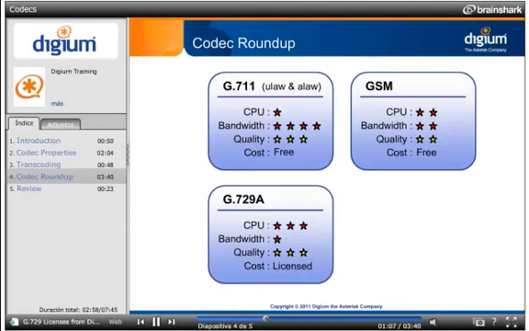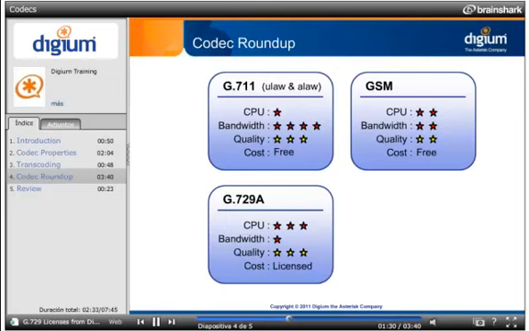G.729A is another codec that is popular with Asterisk. At 8 kilobits of bandwidth, it's even more compact than GSM and offers slightly better sound quality. This is achieved through a sophisticated compression algorithm. Better compression means less bandwidth is required, but it also means that transcoding is more resource intensive. Another fact to consider is that G.729 is not free for commercial use.